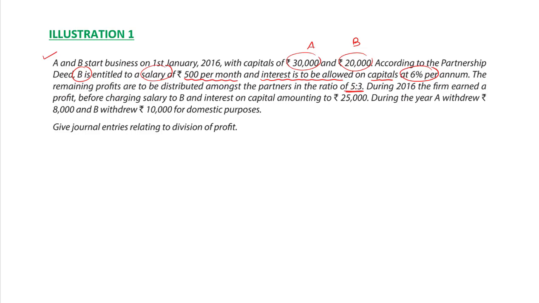During 2016, the firm earned a profit before charging B's salary and interest on capital amounting to 25,000. So out of this 25,000, we need to pay salary to B and interest on capital. After that, whatever profit is remaining, we need to distribute in the ratio of 5:3. During the year, A withdrew 8,000 and B withdrew 10,000 for domestic purposes. So these are the drawings of A and B.